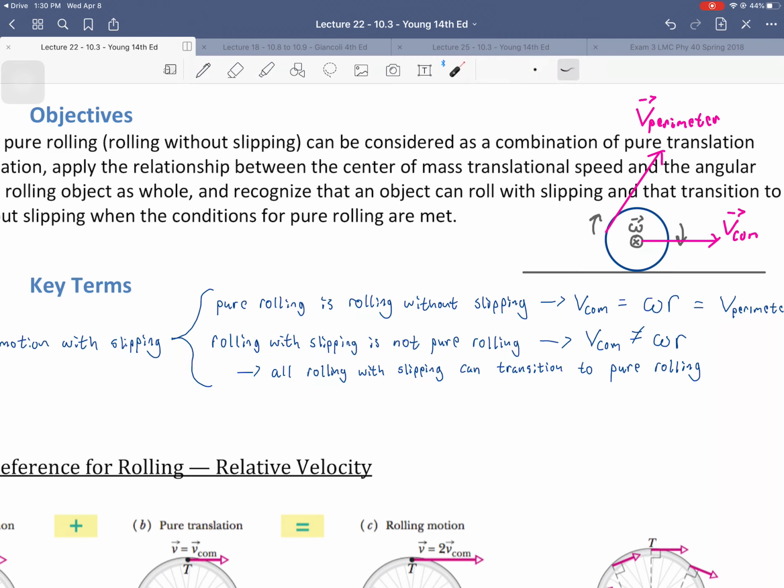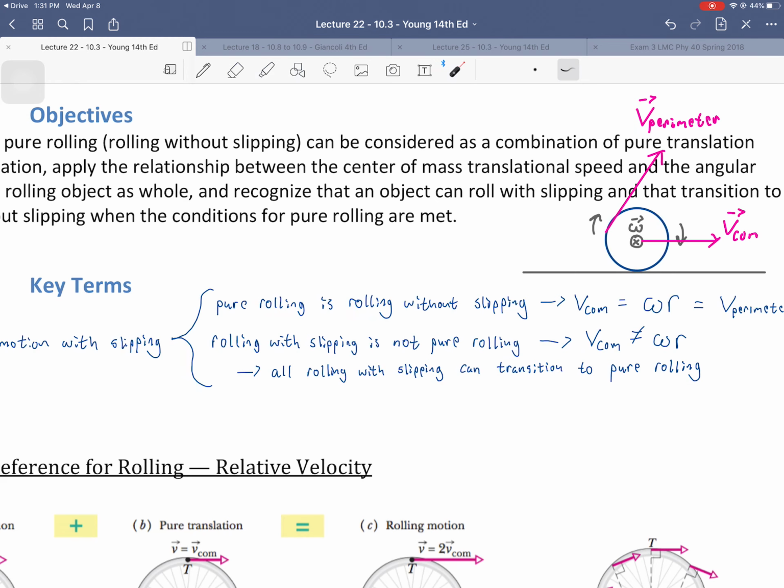Okay, so why is that? Why would it transition to pure rolling? Because either the excess angular velocity, making omega r larger than v com, or the excess translational velocity, making v com larger than omega r, that excess velocity in the form of excess translational or rotational kinetic energy will eventually get dissipated by a friction force.